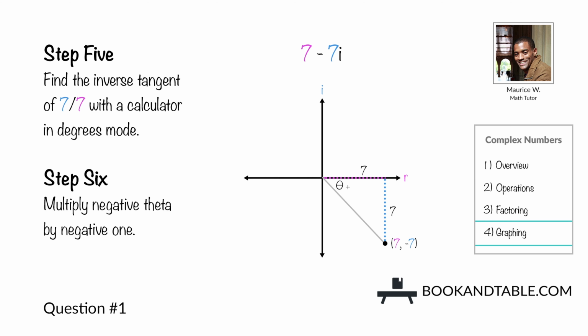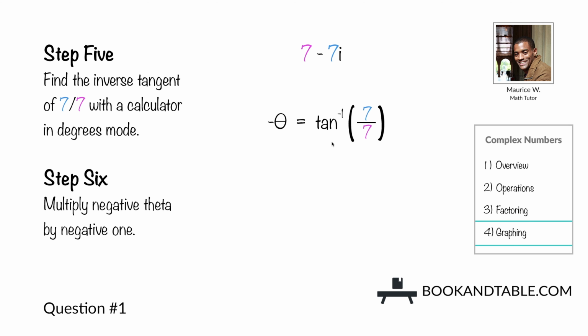So we'll find the inverse tangent of 7 over 7 to get our negative theta. The inverse tangent of 7 over 7 is equal to 45 degrees. And since we know in quadrant 4, our theta must be negative, we'll multiply negative theta by negative 1 to get theta. So the argument is equal to 45 degrees times negative 1, which means the argument is equal to negative 45 degrees.